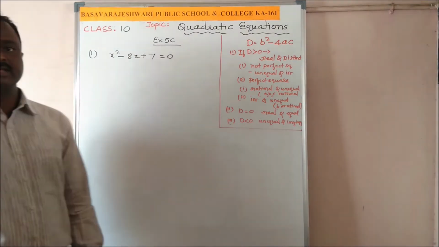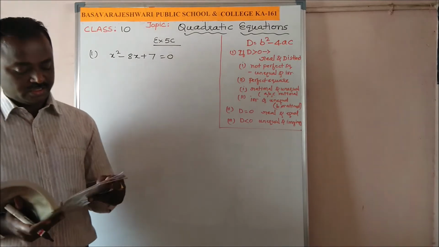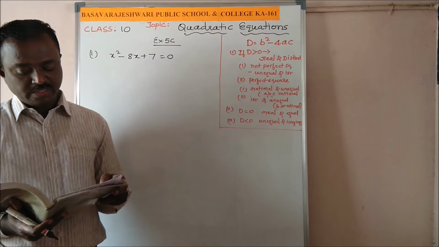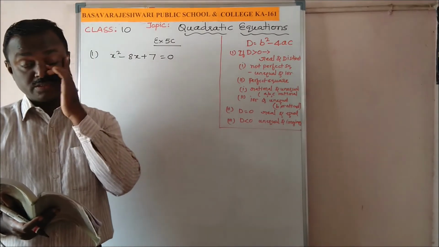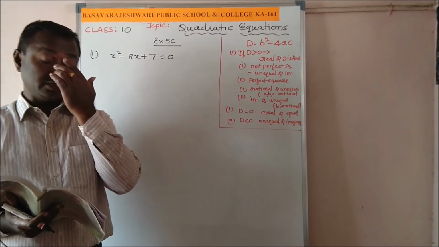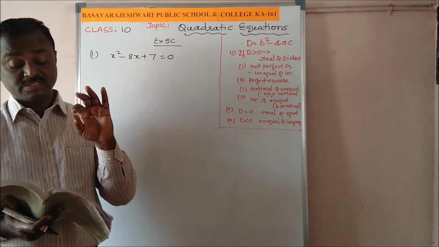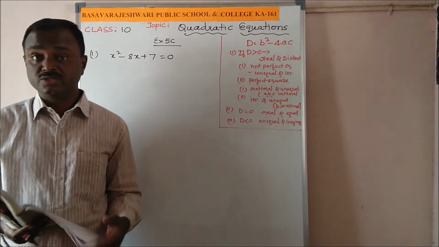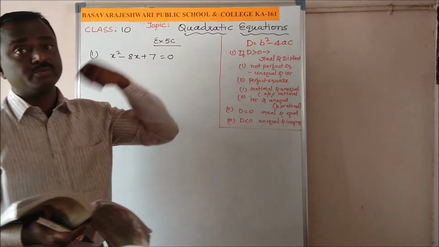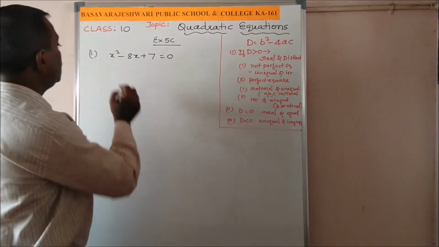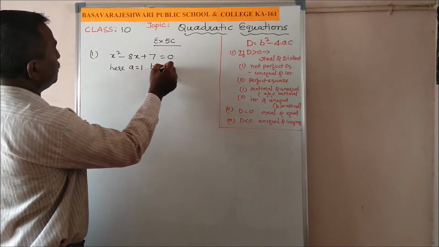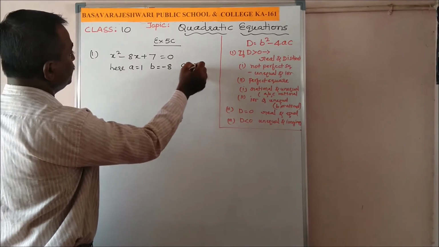So we'll move on to the exercise 5C. They are asking us, discuss the nature of the roots of each of the following equations without actually solving it. You should not solve using factorization method or formula method. You have to discuss the nature of the roots without actually solving it. So how to discuss the nature of the roots? Using the discriminant, D is equal to b square minus 4ac. Here a is equal to 1, b is equal to minus 8, c is equal to 7.